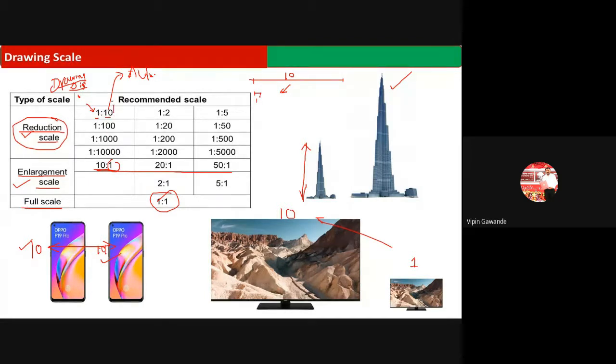So for 10 we are taking 1, it is reduction. For 1 we are taking 10, that is enlargement. So this is very simple. Okay. So just remember this one.